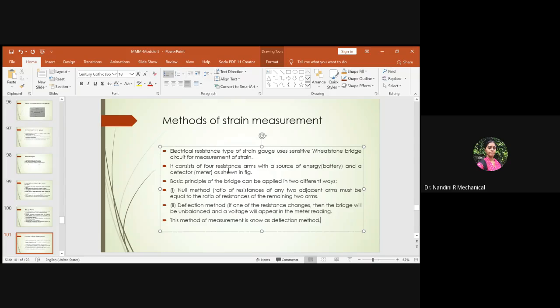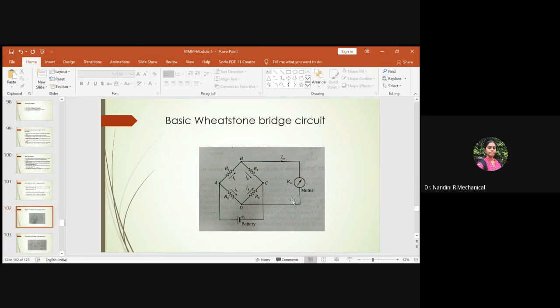It consists of four resistive arms with a source of energy. These resistive arms are connected to a battery and a meter to show the readings, as shown in the figure. You have seen the sketch already. So you have four resistive arms connected to a meter with a source of energy, which is our battery, and this will be the flow of current through the resistor arms.